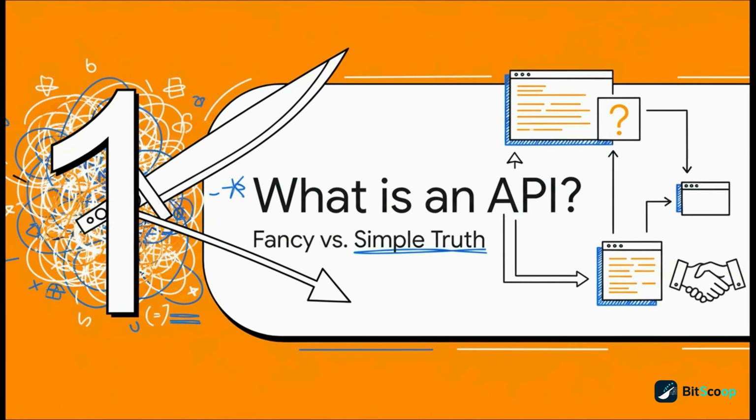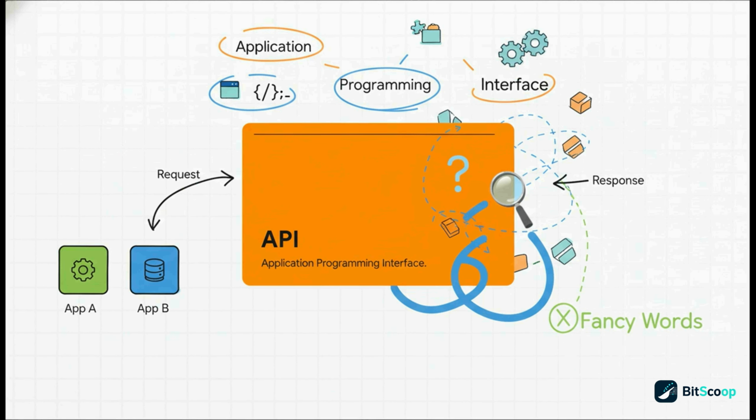Okay, so let's jump right in. We're going to slice right through all that confusing tech jargon and get to the simple truth behind what an API actually is. So, if you were to Google it, you'd see that API stands for Application Programming Interface. Yeah, I know. It sounds super technical and maybe a little intimidating, right? Application Programming Interface. But trust me, we're going to break this down into something that actually makes sense.